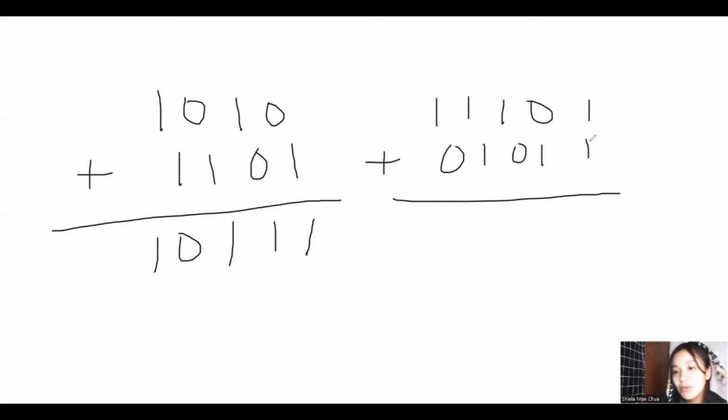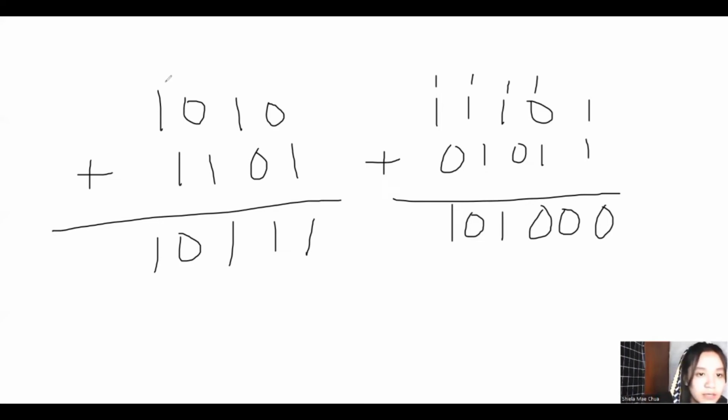Okay. 1 plus 1 is 10. 0 plus 1 is 1, plus 1 is 10. 1 plus 0 is 1, plus 1 is 10. 1 plus 1 plus 1 is 11. And 1 plus 1 plus 0 is also 10. Okay, let's have some other example.